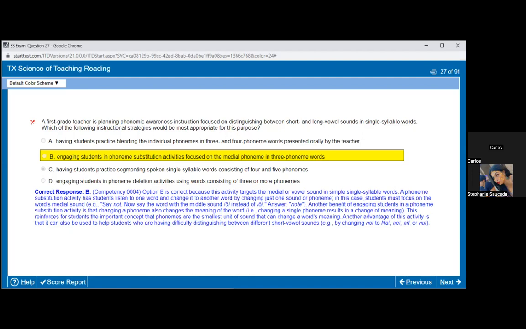This substitution reinforces for students the important concept that phonemes are the smallest unit of sound that can change a word's meaning. Another advantage of this activity is that it can also be used to help students who are having difficulty distinguishing between the short vowel sounds by changing not to nat, net, knit, nut. So this is one activity, and they gave you 3 reasons why it's meaningful.